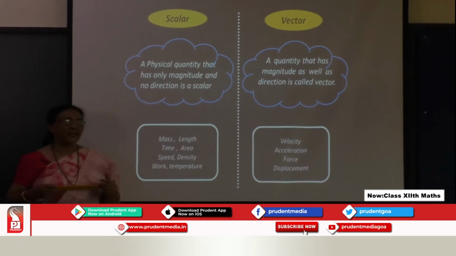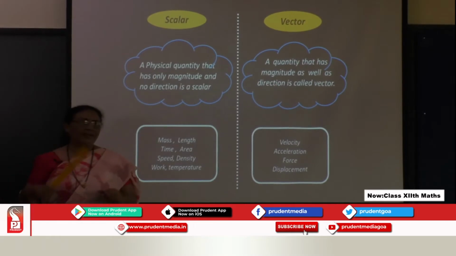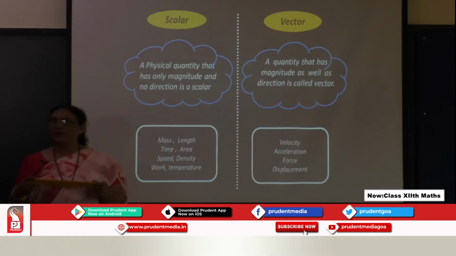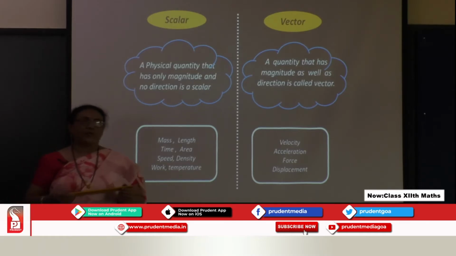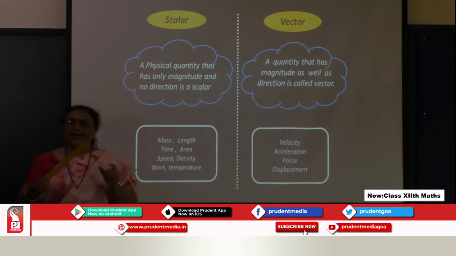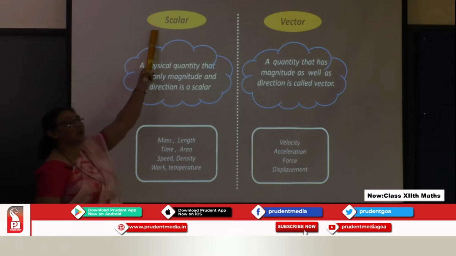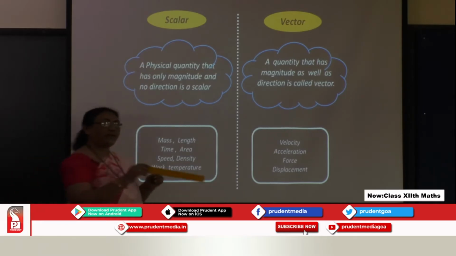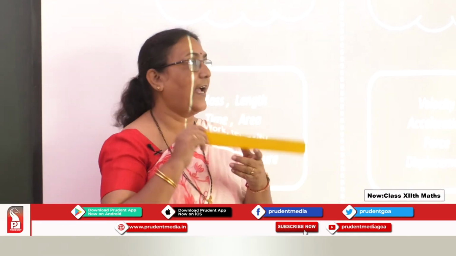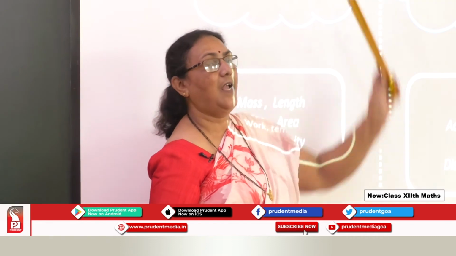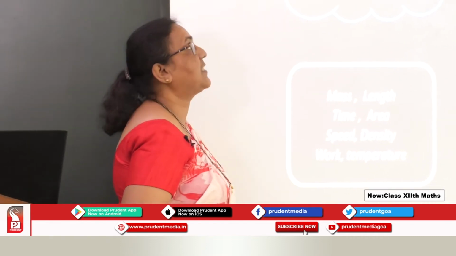Now I am standing here, and my height is not related to direction, so it is only height. I will get only a single number. That single number is called a scalar. If I am moving, then I will have magnitude and direction also, and that is called a vector. Now see the difference between vector and scalar.